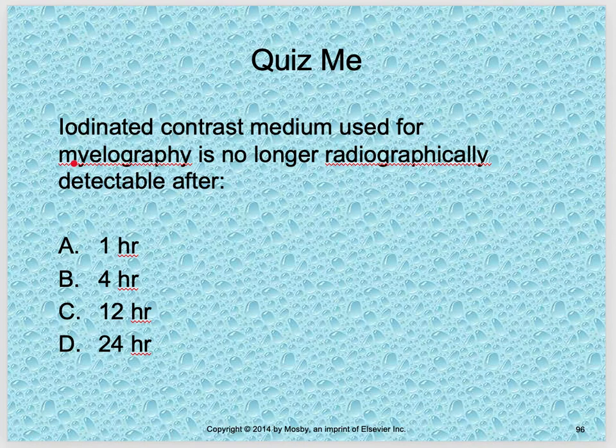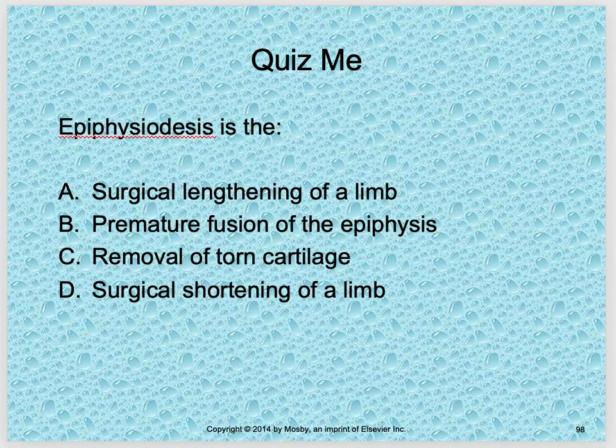Iodinated contrast medium used for a myelogram is no longer radiographically detectable after how long? When you use this contrast material, how long do you have until it's not detected on a radiograph anymore? They have to get all of their procedure done. It is 24 hours. Usually it's done within the day. All of the procedures are done and they're sent home. So you don't have to worry about that 24 hours. You just don't want them at the end of the day and then have nobody for CT to follow up.